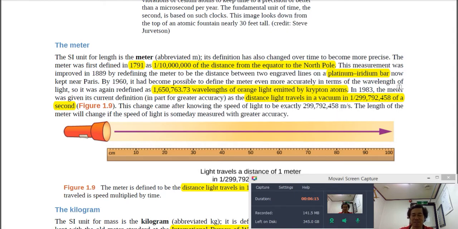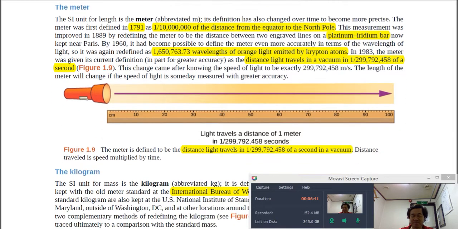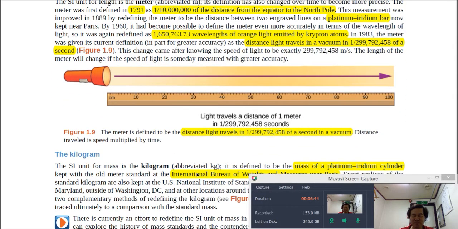And then people noted that we can do better. In 1983, they defined 1 meter is the distance light travels in a vacuum in 1 over 299,792,458 of a second. Here, let's say we can measure the distance that light travels. So 1 meter is the distance light travels in 1 over this number.